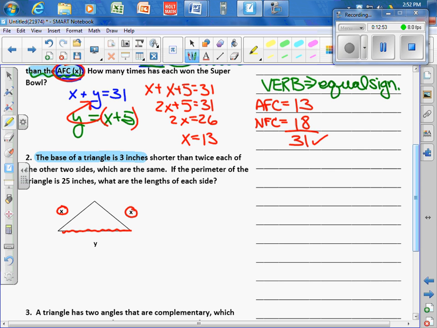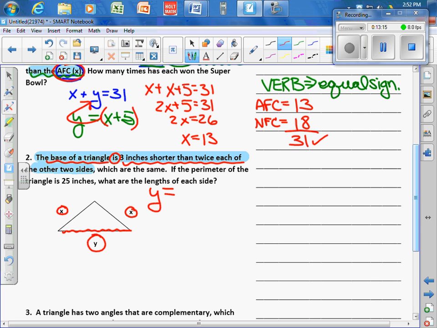Here's one sentence. The base of the triangle is 3 inches shorter than twice each of the other 2 sides. Where's your verb? Is. The base of the triangle. What are we calling that? Y. So y equals, how would you write 3 inches shorter than twice each of the other 2 sides?